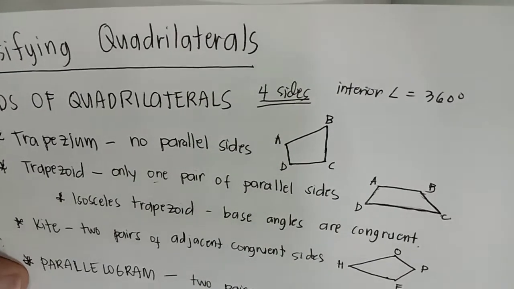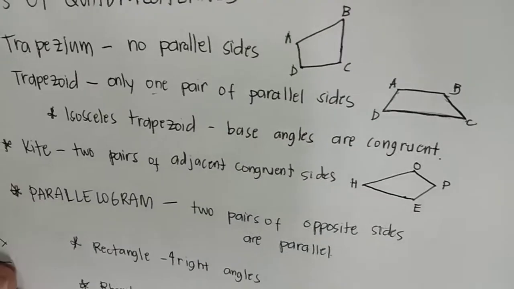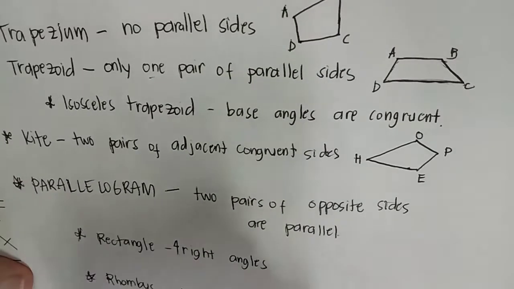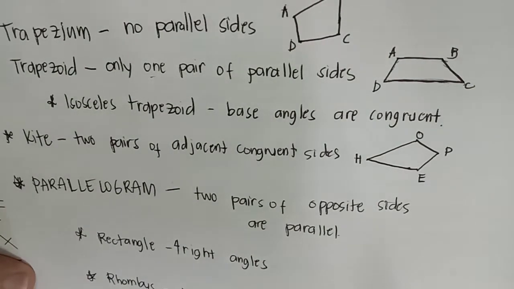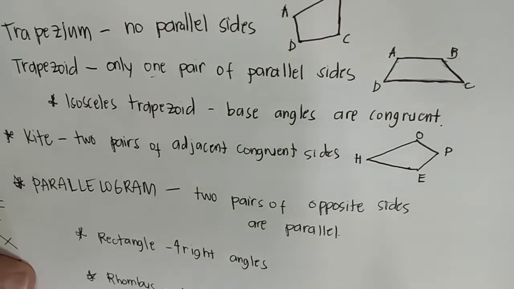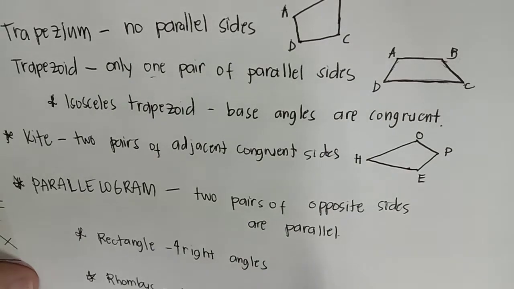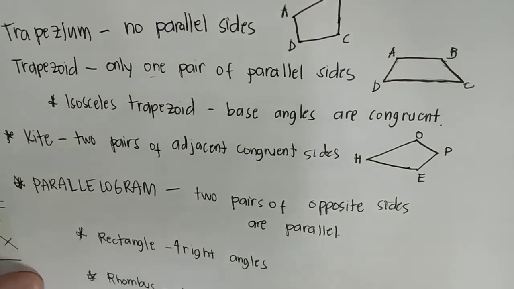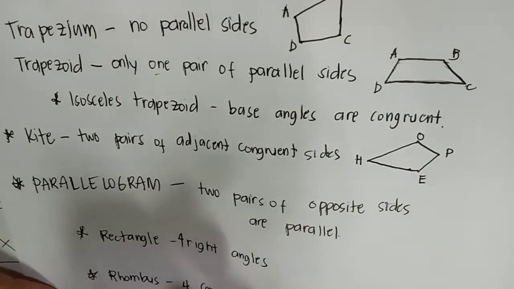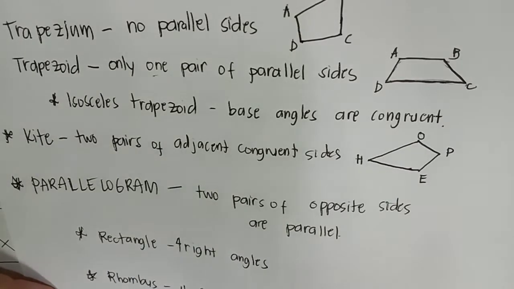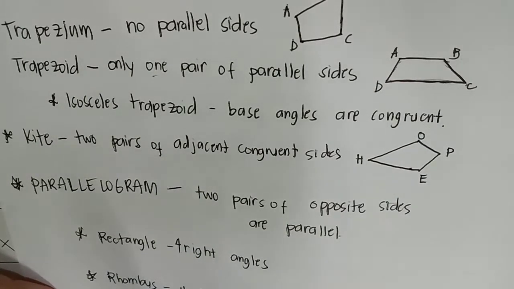So, under trapezoid, meron siyang tinatawag na isosceles trapezoid na kung saan may parallel sides siya and yung base po nila are congruent. Ayan. So, ayan lamang po yung trapezoid na merong congruent part. Kasi kadalasan po ng trapezoid ay hindi po sila congruent sides.